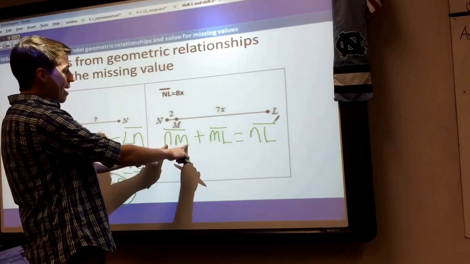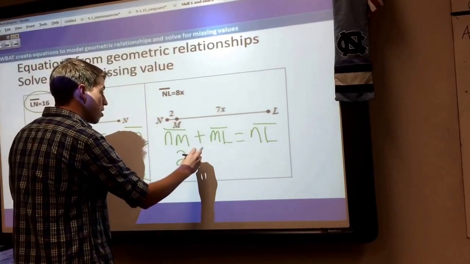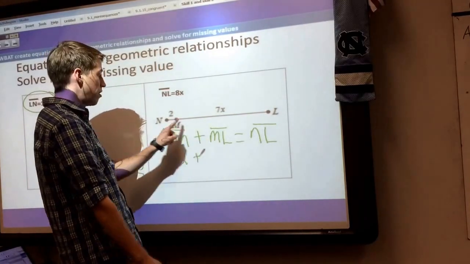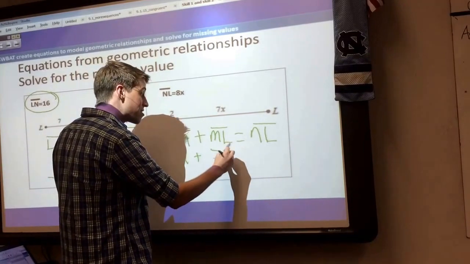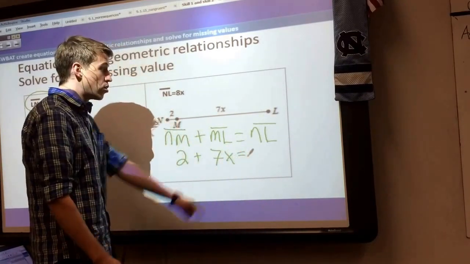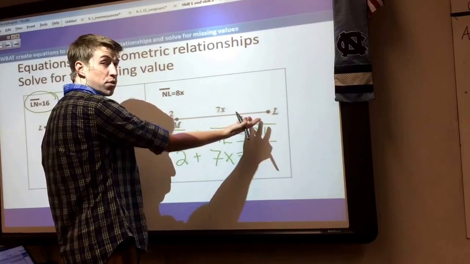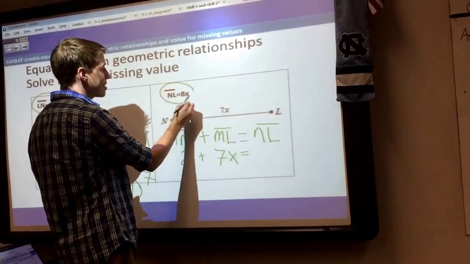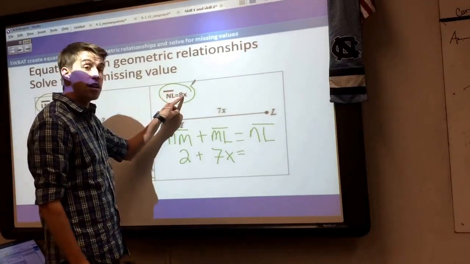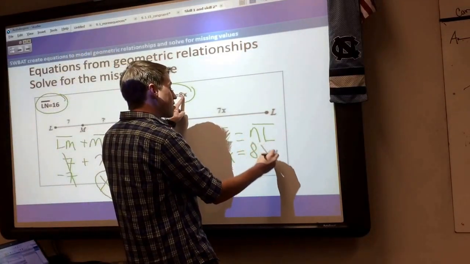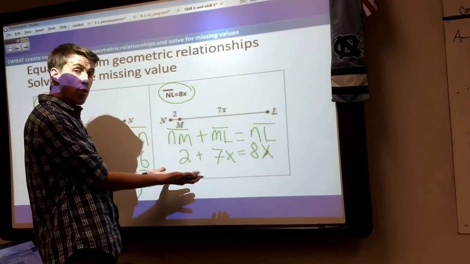So when I go to NM, I see it labeled with the value of 2. Plus, I go to ML, I see it's labeled with the value of 7x. And that's equal to the whole thing, NL. But once again, I don't see it labeled here, but I see that's given to me up at the top. Line segment NL equals 8x. And now I just need to once again solve the equation.